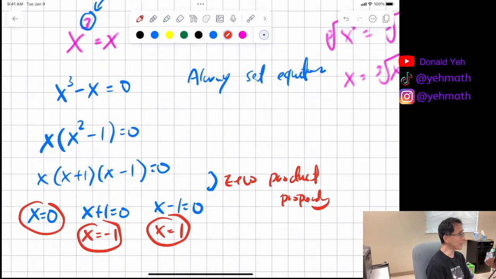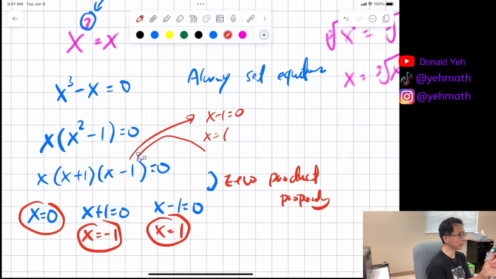And what do you mean by zero product property? Zero product means anything multiplied by 0 is going to be 0. So think about it. If I have x minus 1 equal to 0, x equal to 1. What happens if I plug in 1 here?